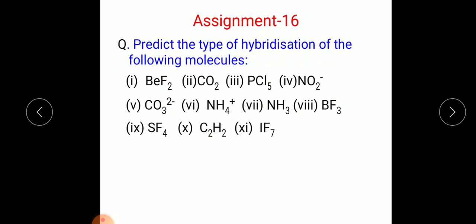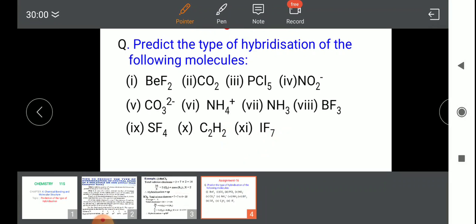Next, assignment 16: predict the type of hybridization of the following molecules. In a similar way to the examples we have seen, you need to predict the type of hybridization in these molecules step by step. They are beryllium fluoride, carbon dioxide, phosphorus pentachloride, NO2 minus, CO3 2 minus, NH4 plus, NH3, BF3, SF4, C2H2, which is acetylene, and IF7. Complete this assignment and send it to my mail.